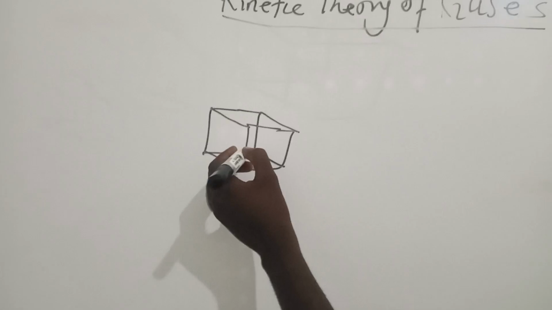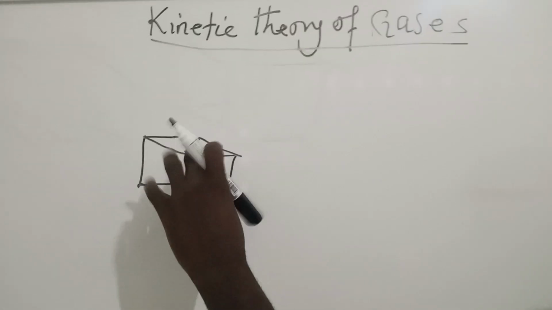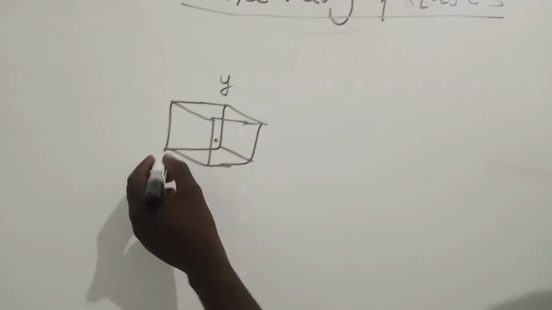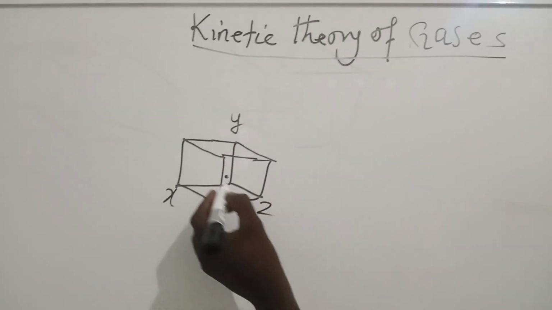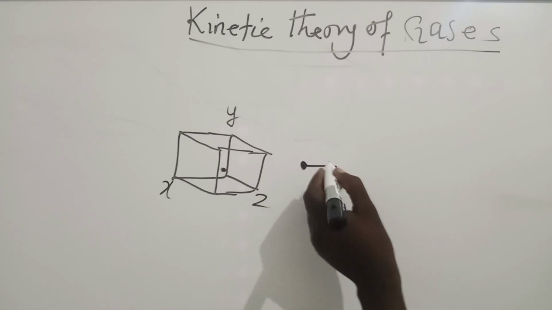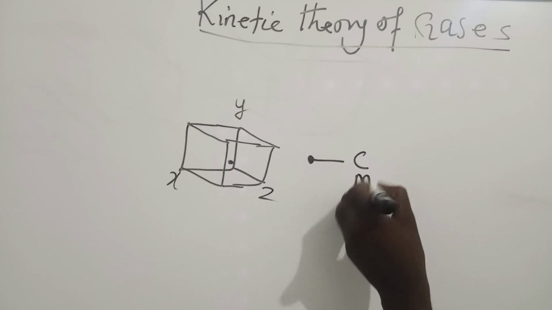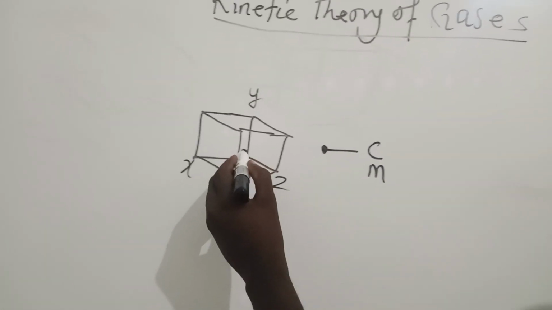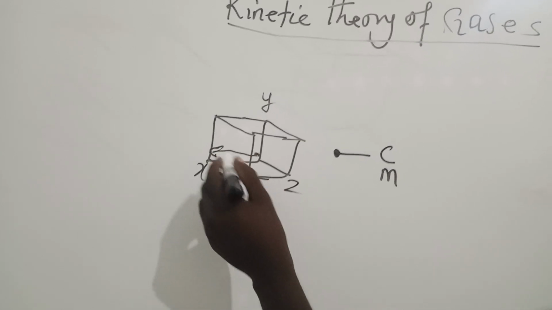So let's say we have gaseous molecules here. Of course, this is a container or a box containing gaseous molecules, and this is the y-axis, this is the x-axis, and this is the z-axis. Assuming now we have a molecule like this, it has its own velocity as well as mass. If this molecule travels in this direction, it will strike the walls of the container.